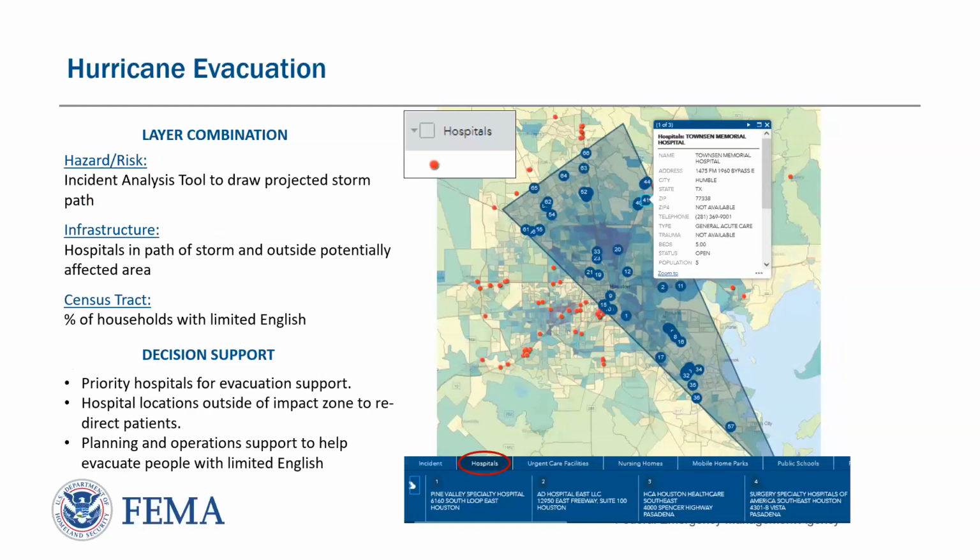Let's say we're looking at hurricane evacuation. We can use our incident analysis tool to draw a projected storm path. And again, it shows us not only all of the hospitals in the area, but also the hospitals within the impact zone. And then underneath it, we have census tracts with households with limited English. So we can prioritize hospitals for evacuation. We can send individuals to hospitals that are outside the impact zone. We can do planning and operations support to help evacuate people with limited English.